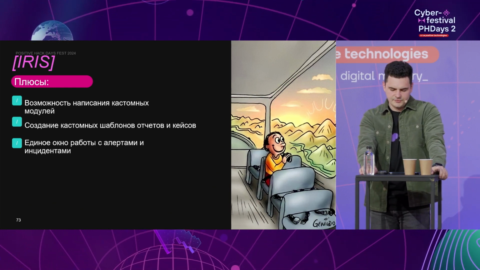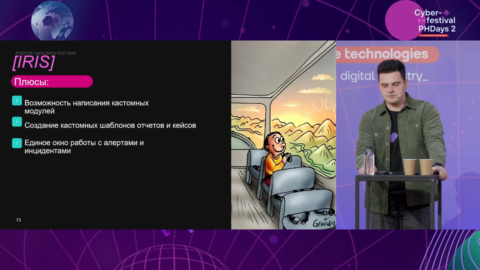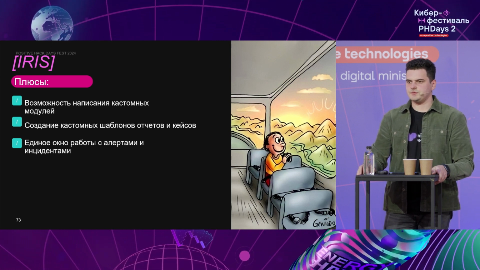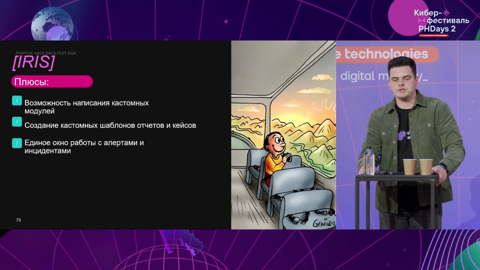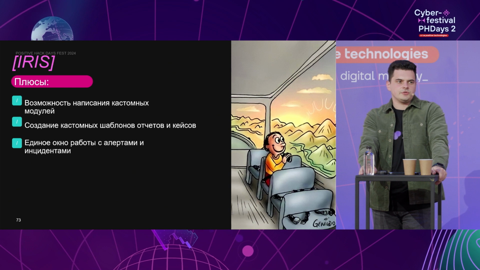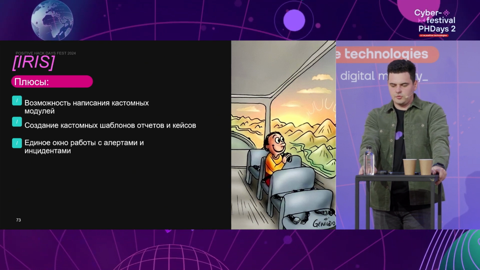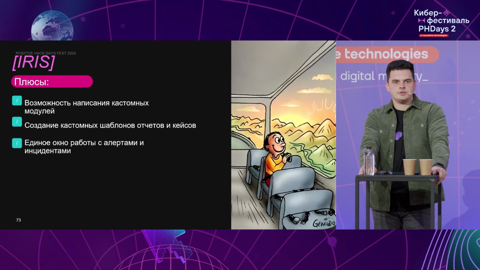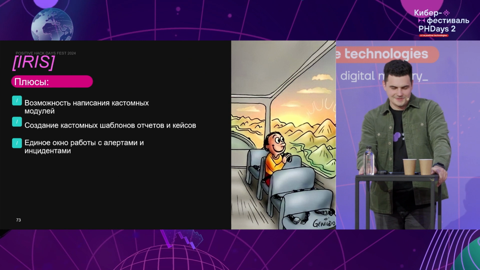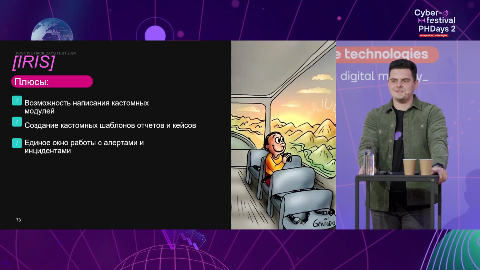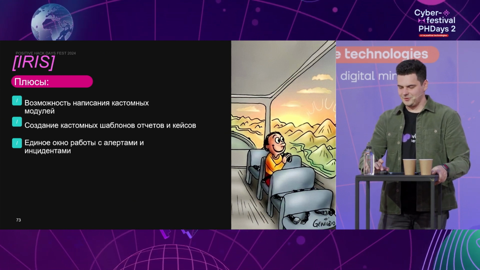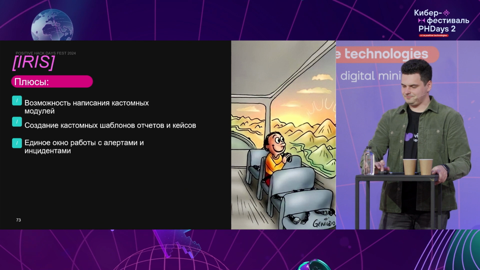Second, creation of custom templates of reports and cases. Reports we have talked about. I gave you an example of a report, and cases are field taxonomy in JSON. And then we can tell IRIS that we use a particular template for a particular case, and it would work. And the big advantage is a single window of working with alerts and incidents. You don't need a million systems to follow up on alerts.